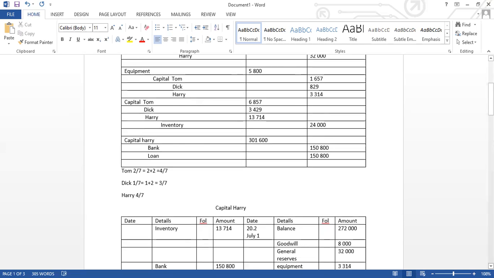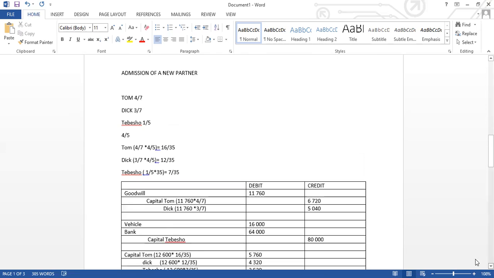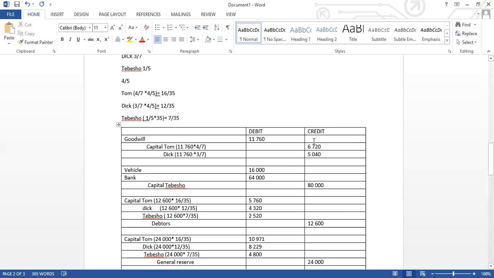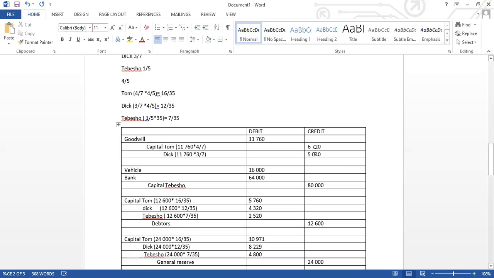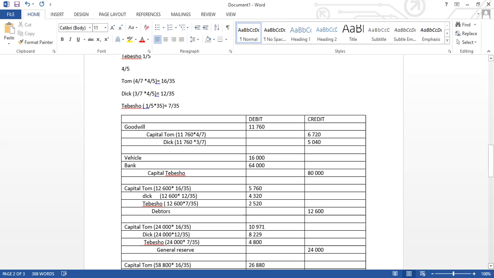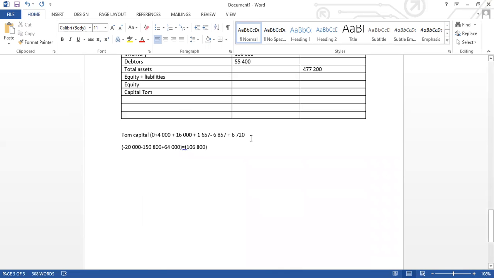We go to our new journal here of the admission of a partner. We have Tom credit 6,720. So it's add plus 6,720. And then we go back again. We have 6,720 here. And then Tom here, he has a debit of 5,760. He has a debit of 5,760, so it's a minus 5,760.